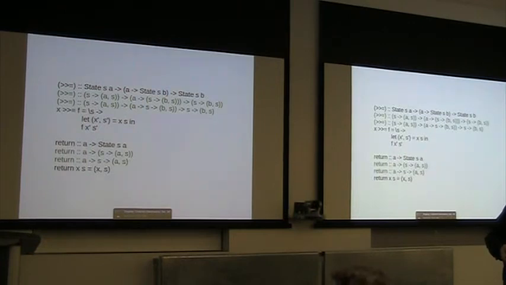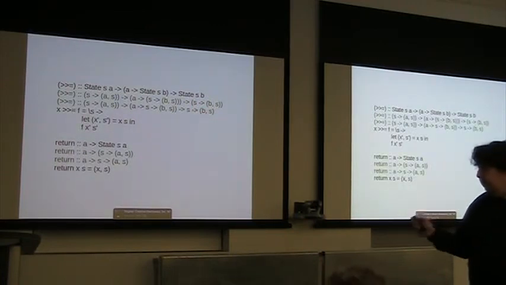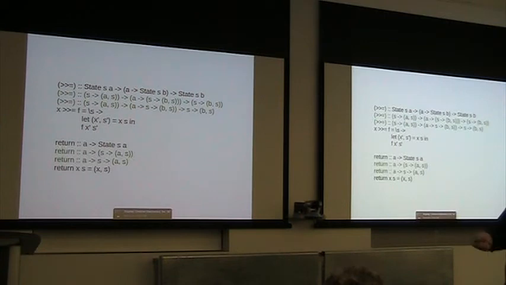B and S. Yeah, this is a tuple. The comma means it's a tuple. It's just multi-value return, right? So we have an X here, which is our type S to A of S. Actually, sorry.